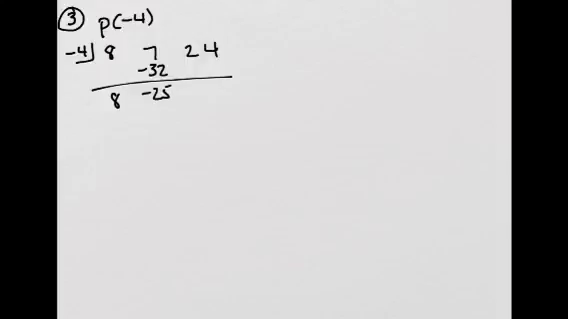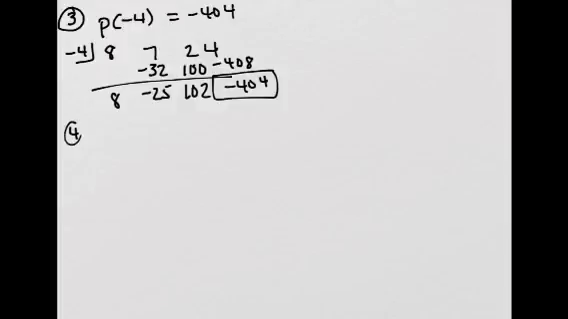Negative 25 times negative 4 is 100. So you combine, you get 102. 102 times negative 4 is negative 408. Plus 4 is negative 404. And remember, the last number you get in the synthetic division, that's your answer. So p of negative 4 is negative 404.